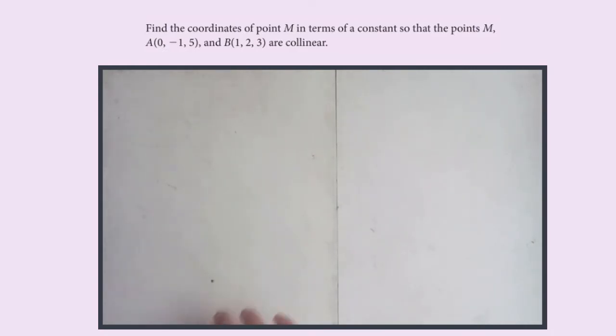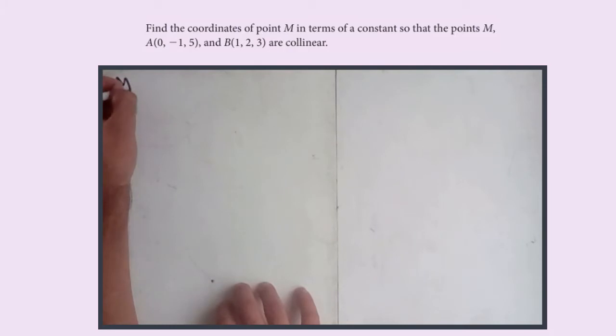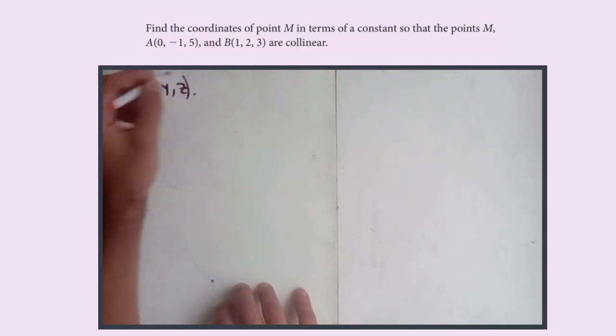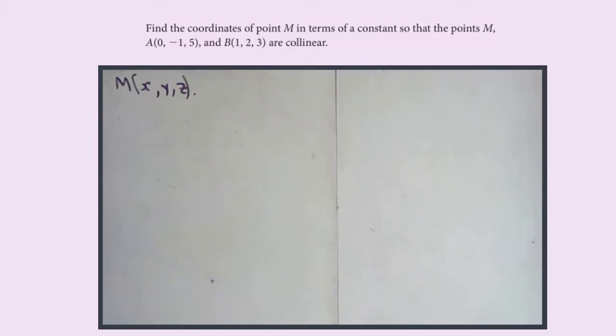So let's say point M is at some unknown x, y, z, and we're looking to find those. It says in terms of a constant. So the constant, often with vectors, with planes, tends to be a t or a lambda or a mu, something like that. But it's a scalar, so you can multiply it by something, and basically it changes length and it can change direction if it's a negative.